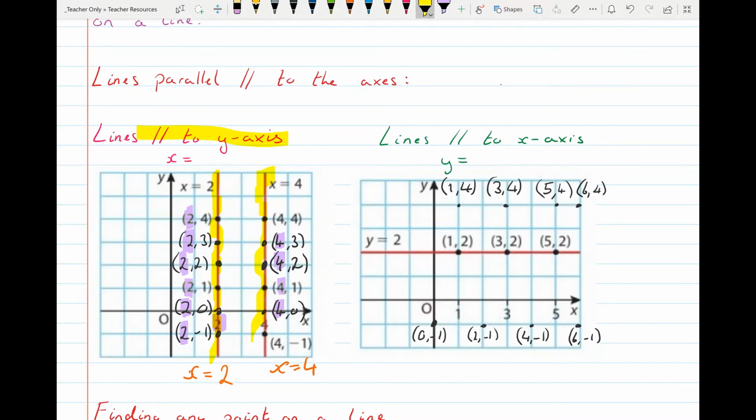For horizontal lines, which are parallel to the x-axis, examining all of the points on that line, we'll see that all of their y-coordinates are the same. So in this line, all of the points have a y-coordinate of 2, so the equation of that line is simply y equals 2. For the line above, all of the points have a y-coordinate of 4, so the line through all those points will be y equals 4. And down below, all of these points have a y-coordinate of -1, so the equation of that line will be y equals -1.